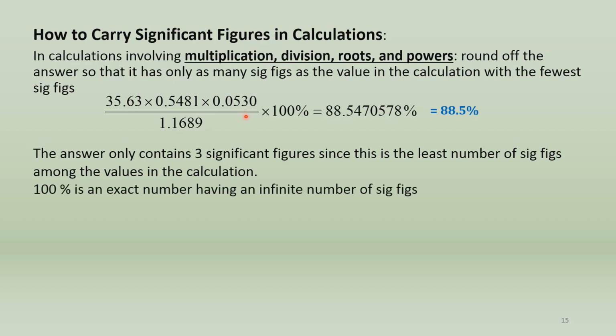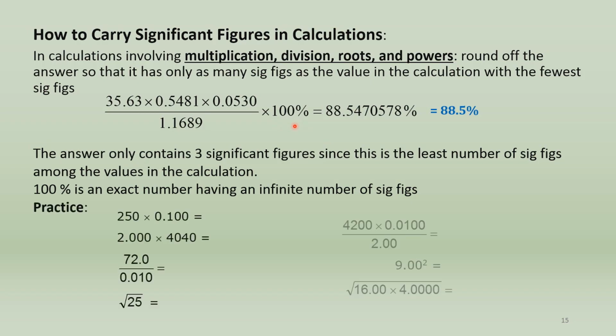Well, then you ask, well, what about the 100%? Doesn't that contain only 1 sig fig? Well, remember that 100% is an exact number. It has an infinite number of sig figs, and therefore it will not limit the precision of an answer. Well, let's get some practice. If we multiply 250 with 2 sig figs times 0.100 with 3 sig figs, our answer will have 2 sig figs. Multiplying by 0.1 moves the decimal over 1 place. We'd report 25, which just has 2 sig figs.